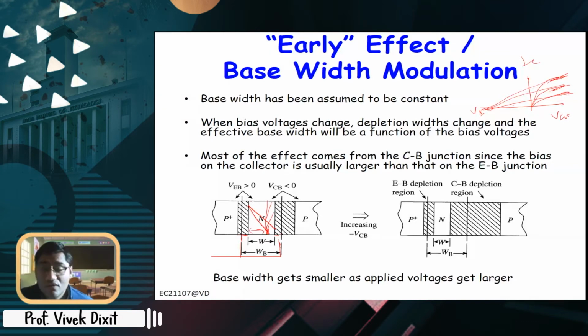You can recall the depletion width we discussed for the PN junction, and we found that depletion width varies as the square root of V, right? V is basically VBI minus V applied, or VBI plus VR. This is VBI plus V reverse bias, right? So as you apply the voltage, this width increases.